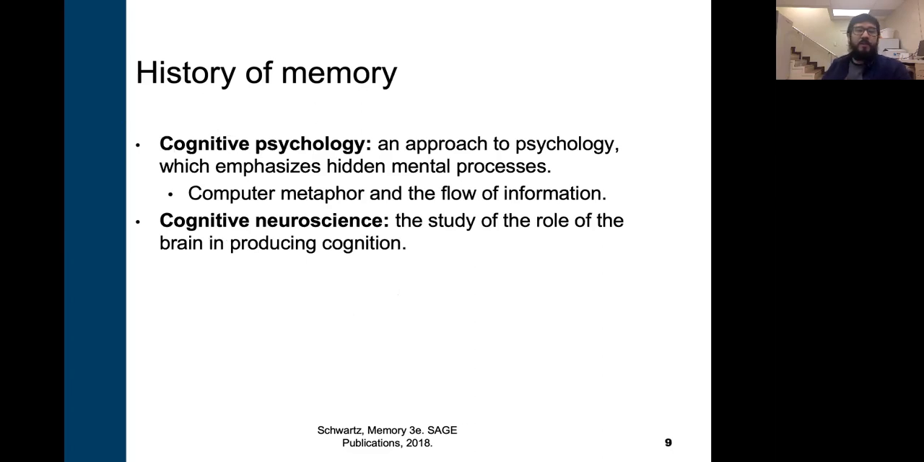And of course, there are actually other fields that we'll talk about. Cognitive psychology is a big field. I teach that separately, I believe, in the summer.